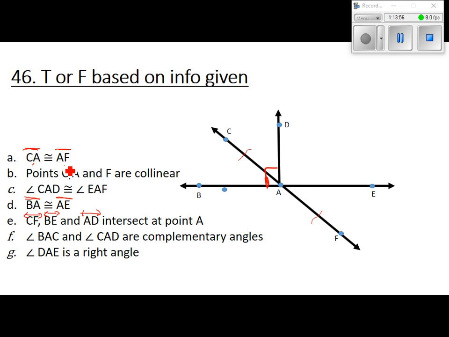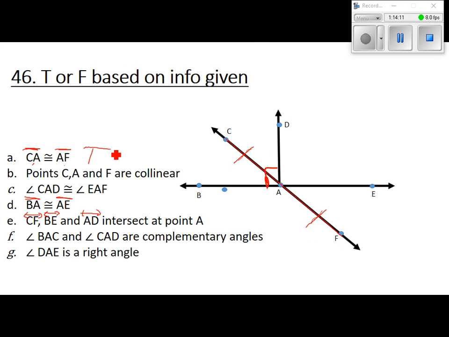Segment CF is congruent to segment AF. True or false? We look over here, at segment CA, not segment CF. Segment CA is here to there. Segment AF is here to there. They have the tick marks on them. That tells us that they're congruent, so that's true.